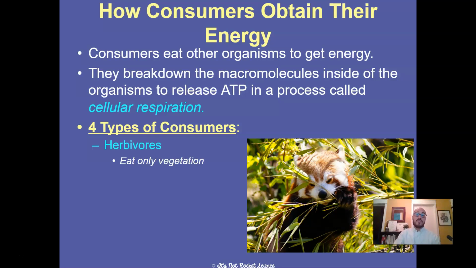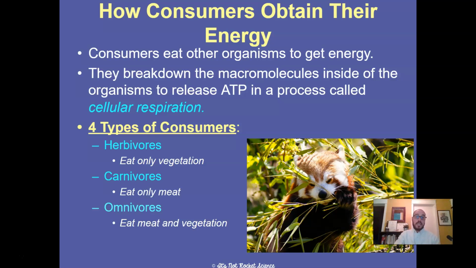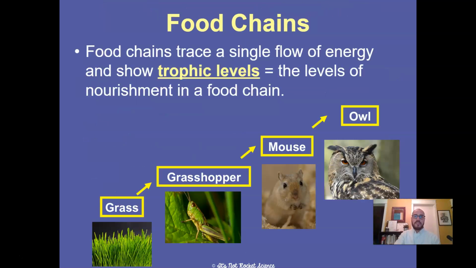So there's four types of consumers: herbivores that eat only vegetation, carnivores that eat only meat, omnivores like you and me, we eat both meat and vegetables, and then there are detritivores or decomposers, and these are living off of dead matter. Okay, so they're going to eat dead materials. So this happy little cute red panda over here, he is currently acting in a herbivore role, but I'm pretty sure that they are actually omnivores and eat little bugs and stuff too. All right, so we'll skip that for now.